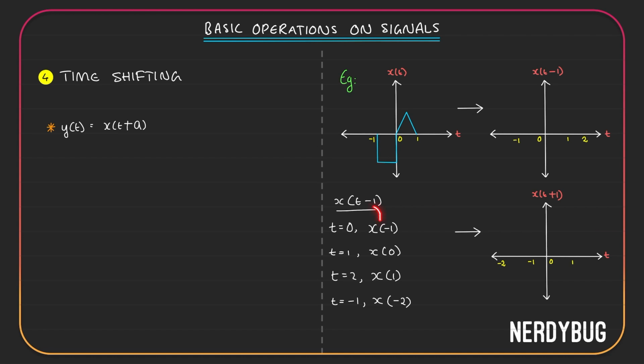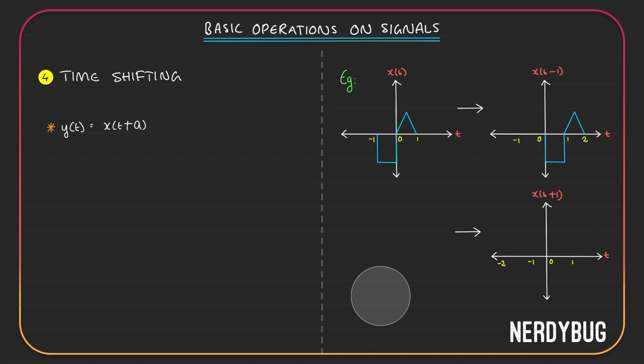There is a pattern. X of minus 1 goes to 0. X of 0 goes to 1. X of 1 goes to 2. Similarly, x of minus 2 goes to minus 1. You can see every value has gone 1 unit forward. Value that we have at minus 1 will now occur at 0. Whatever we have at 0 will now occur at 1. Whatever we have at 1 will now occur at 2. So technically, I can just take the same function, keep it here, and then move it 1 unit forward, and I have x of t minus 1.